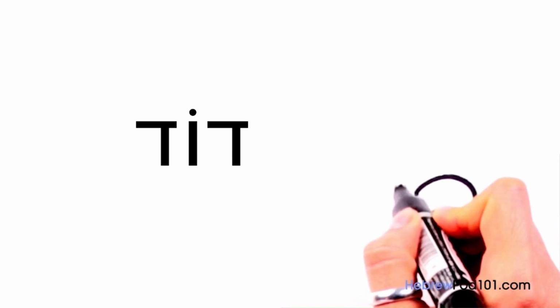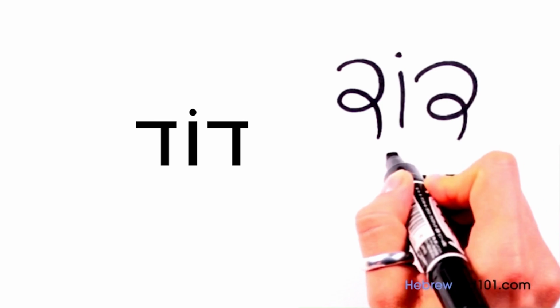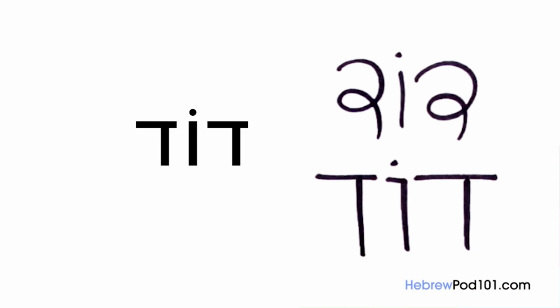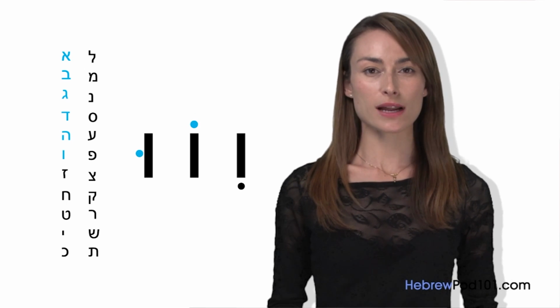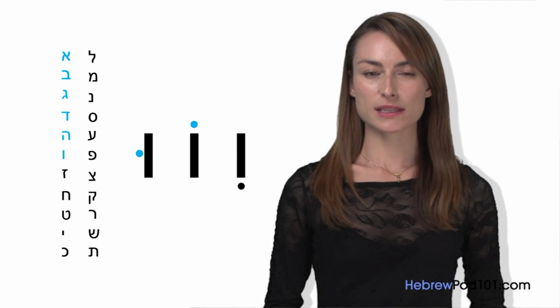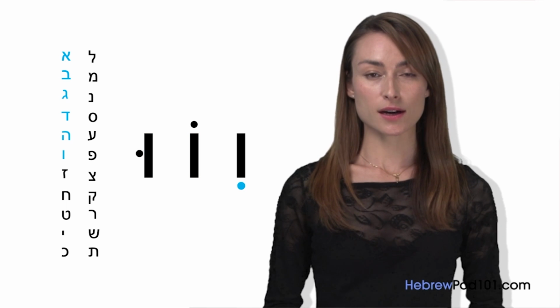Let's write this. D, O, D. Dod. And now in print. Dod. Notice that cholam maleh appears above the vav. Now, shuruk and cholam maleh are only written with the letter vav and not with any other letter. Chirik, however, will appear below other letters.